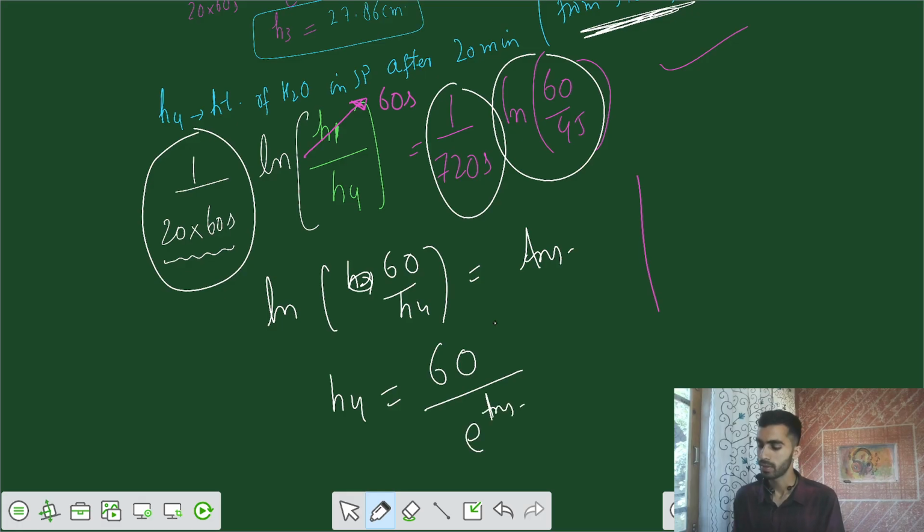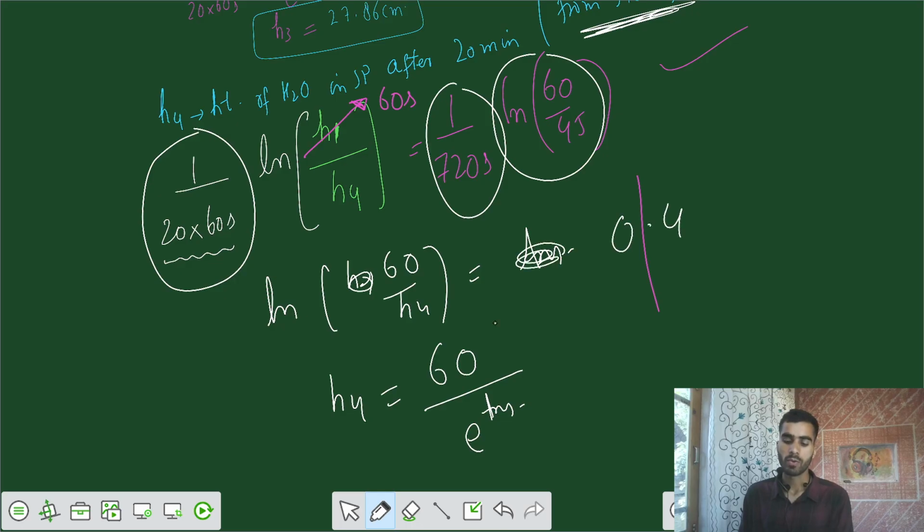Can you write it in this way? Let me try to get the answer. Let's say that you get some answer of that's 720 divided by 1200. Can write in this way, that's 1 by 720 into 20 into 60 into ln of 60 by 45. So we got this value here.